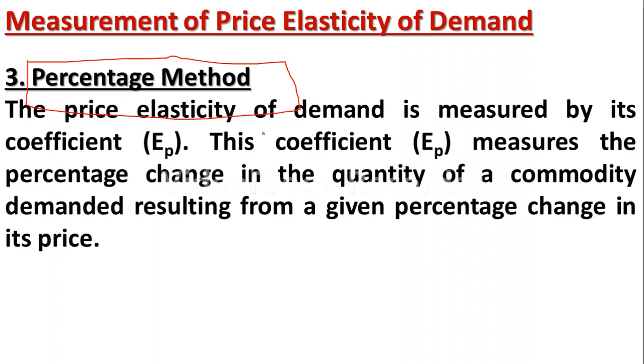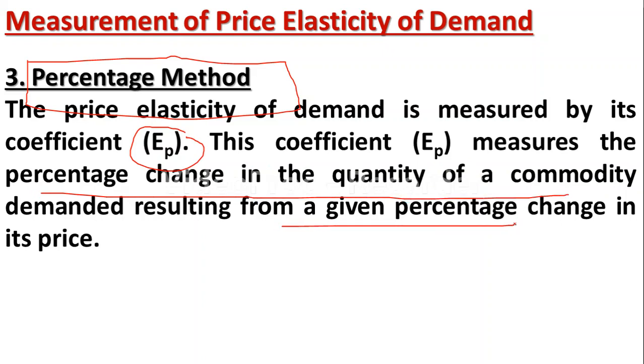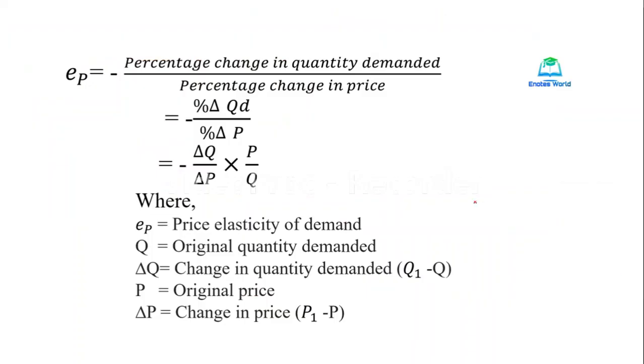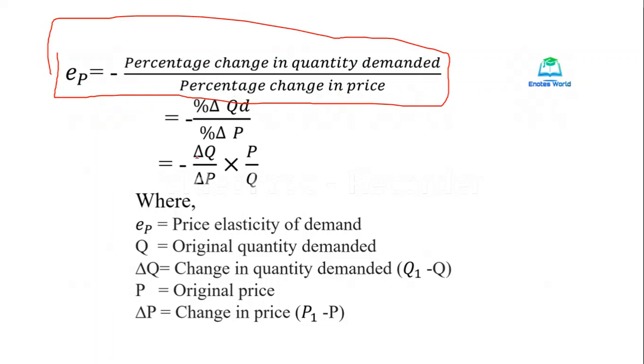So the price elasticity of demand is measured by its coefficient. This coefficient measures the percentage change in quantity demanded resulting from a percentage change in the price. This is known as the percentage method. Here Q refers to quantity demanded, P refers to price, and delta means change. So the formula is: price elasticity of demand is equal to minus percentage change in quantity demanded divided by percentage change in price. This we can also write as minus delta Q divided by delta P multiplied by P divided by Q. Please remember this formula.